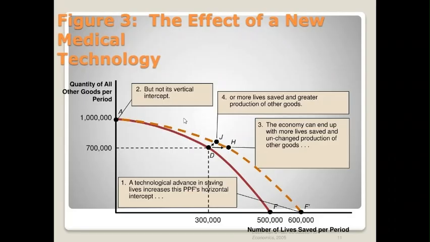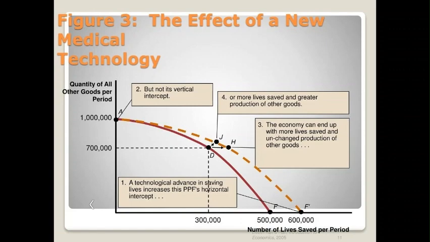So this is figure 3, the effects of new medical technology. And from that, we have the concept of equilibrium. I will look at equilibrium in a later video. So we have the quantity of all other goods per period with the average of 1 million. If you take the reduction into account, we have a difference of 3,000 goods per period. So let's read, but it's not vertical intercept.